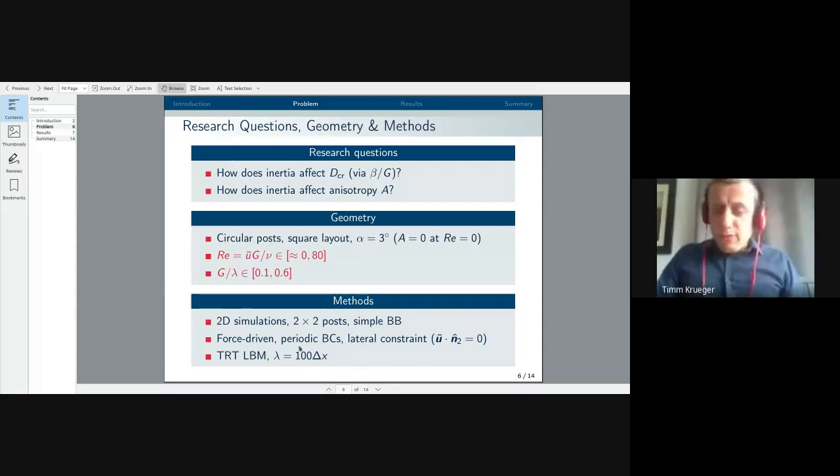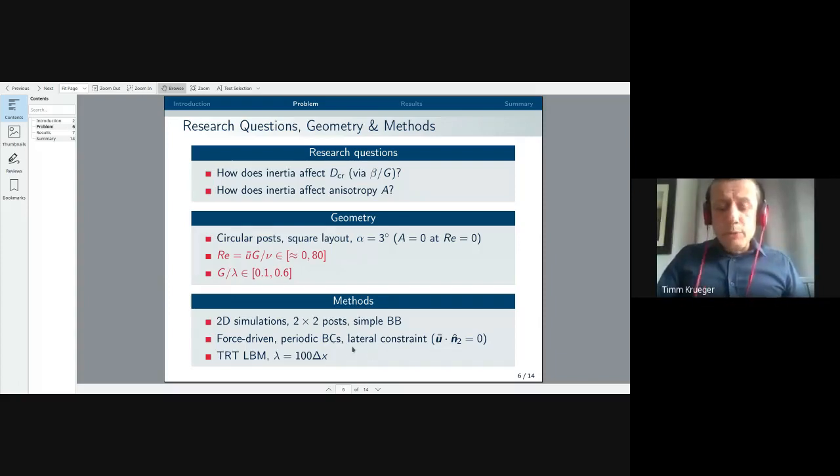In terms of methods, that's really everything I want to say about Lattice Boltzmann here. 2D simulations are a good enough approximation because we have a relatively flat system, and the width and length of the system are the important scales here. We simulate 2x2 posts rather than a single post with periodic boundary conditions. The results are exactly the same as for 1x1 post, but it's easier to visualize in ParaView because you don't have to multiply your flow field, and the simulations are quite fast.